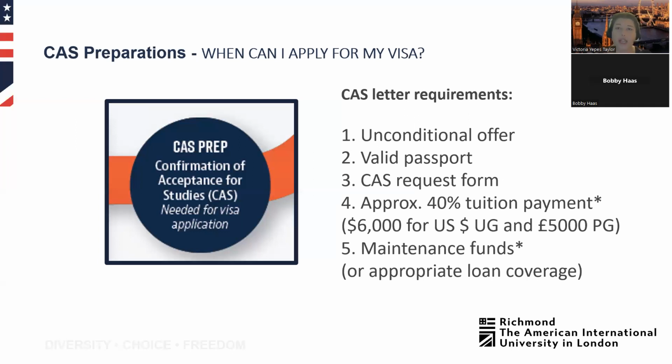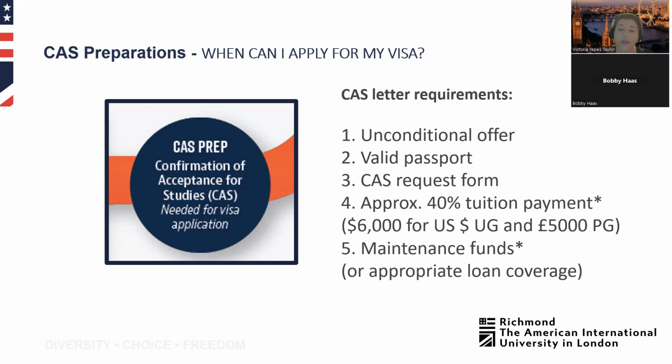So however you get to the 40%, typically when students do loans, maybe they'll do 100% or something. But however we meet that 40% criteria, that checks that box for these CAS requirements. The final item is the maintenance funds.